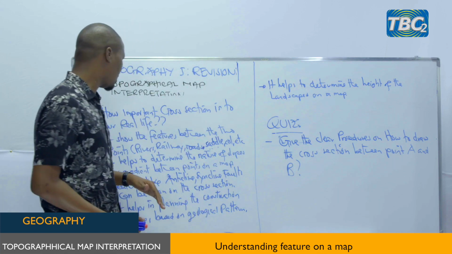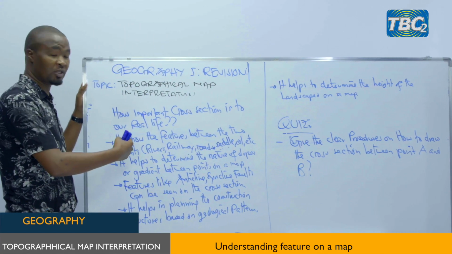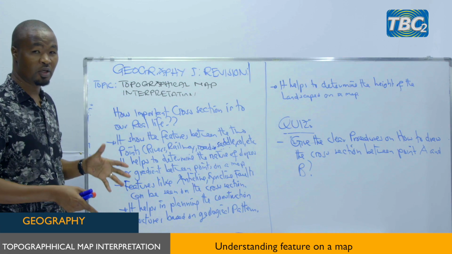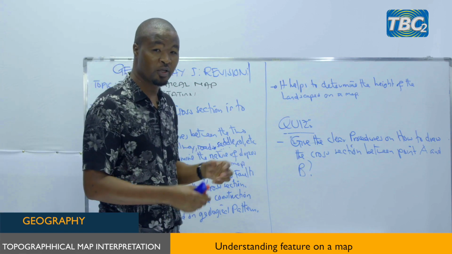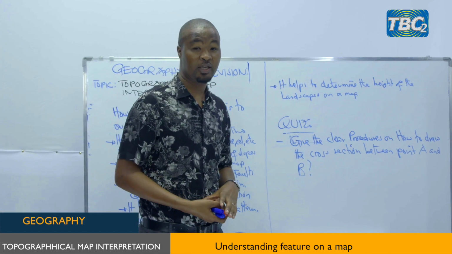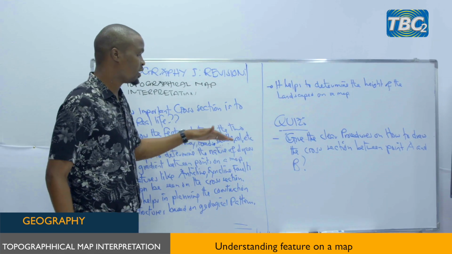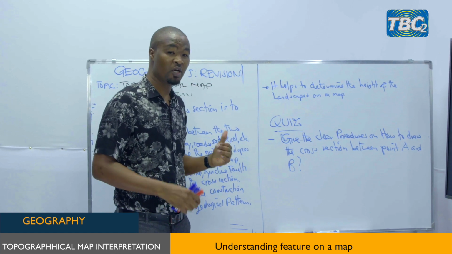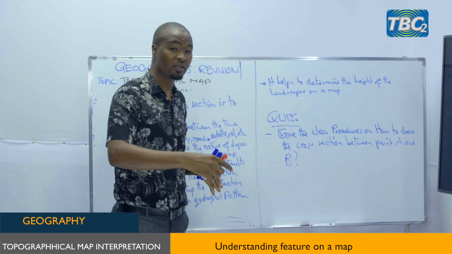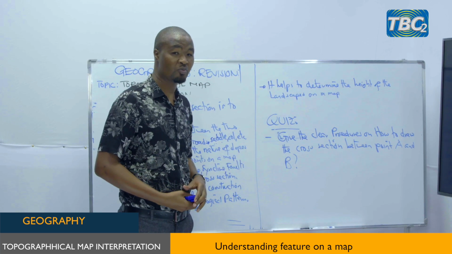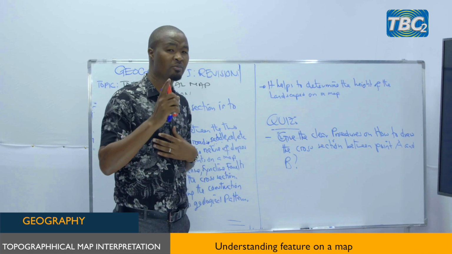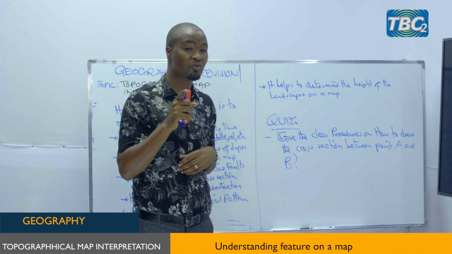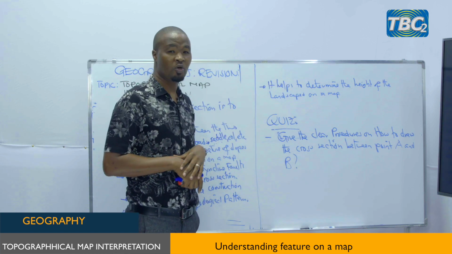So let us see the importance of cross section to our real life. It means we connect the importance of drawing the cross profile with the real situation in our daily life, okay? Cross-section helps to determine the height of the landscape on a map. As we have seen before, through cross-section we can determine the steepness of the land between the 2 points on a map. So if you can determine the steepness or the slope of land between the 2 points, it means you can determine the height of that land.